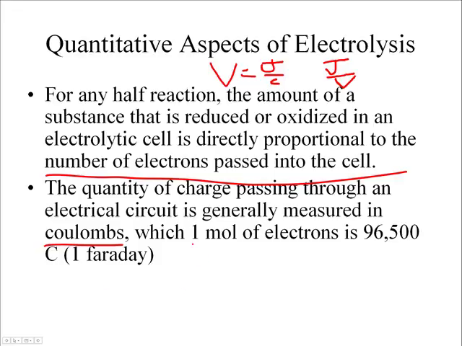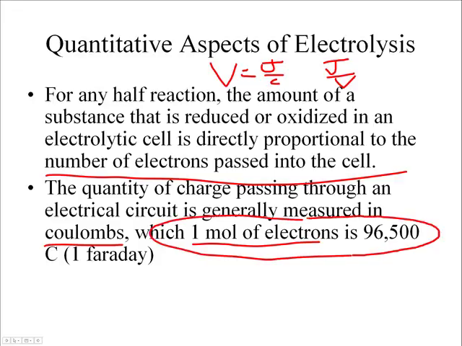One mole of electrons has 96,500 coulombs. That's a conversion we're going to have to use. Just like 1 mole has 6.02 times 10 to the 23 particles, 1 mole of electrons has 96,500 coulombs, which we know is equal to 1 Faraday.